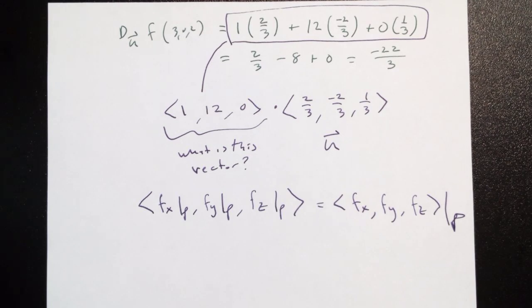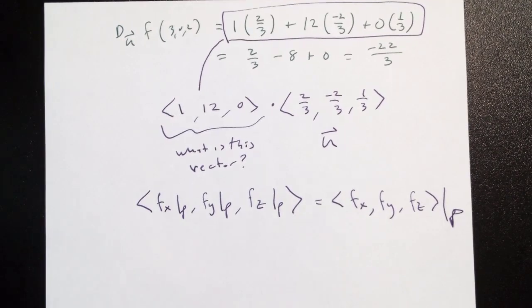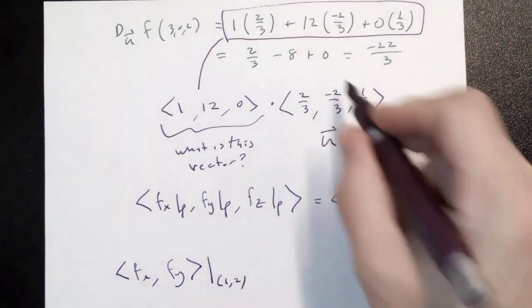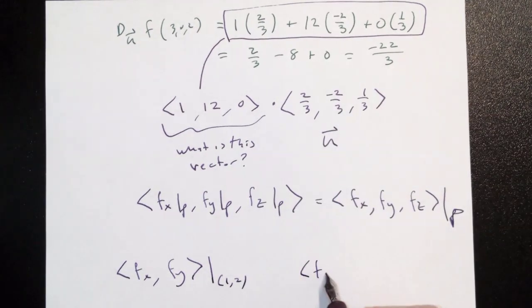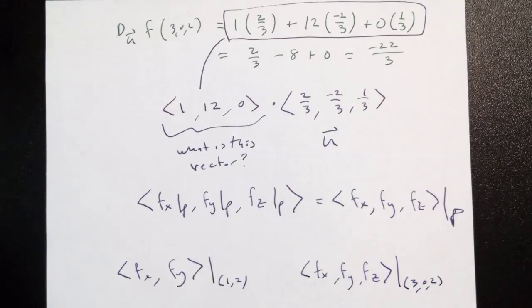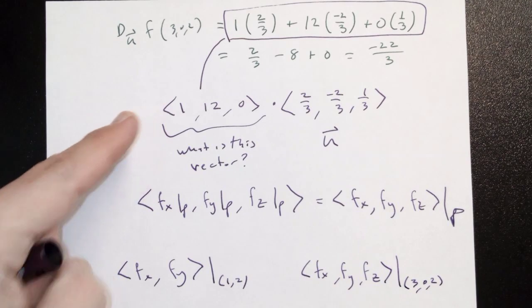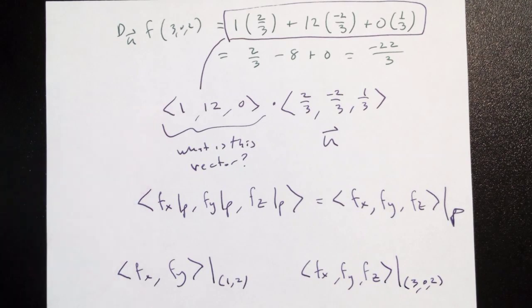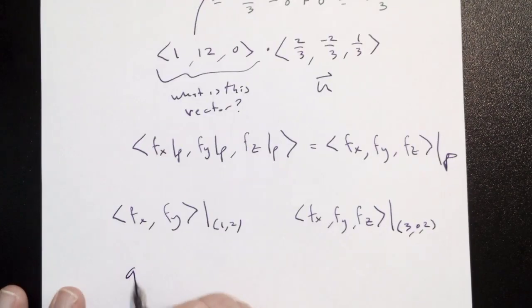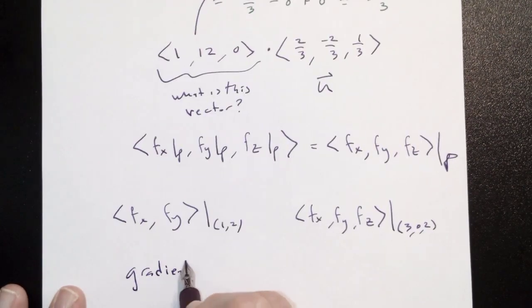Our previous version, the one we did where we're talking about going uphill or downhill, we had Fx and Fy. And then we evaluated that at the point 1, 2, right? The one we just did here, Fx, Fy, Fz, and we evaluated at the point 3, 0, 2. And that's how we got this vector. I like this vector a whole lot. I am going to call this vector the gradient of F.